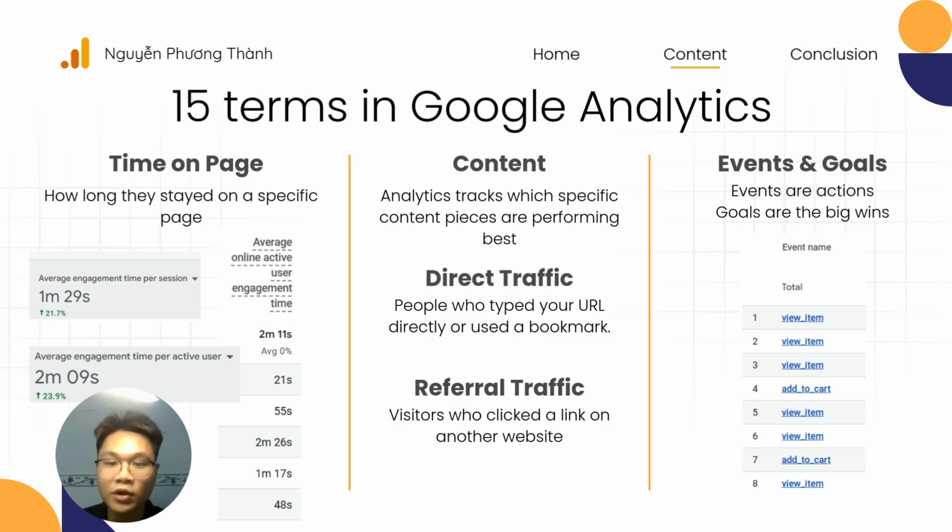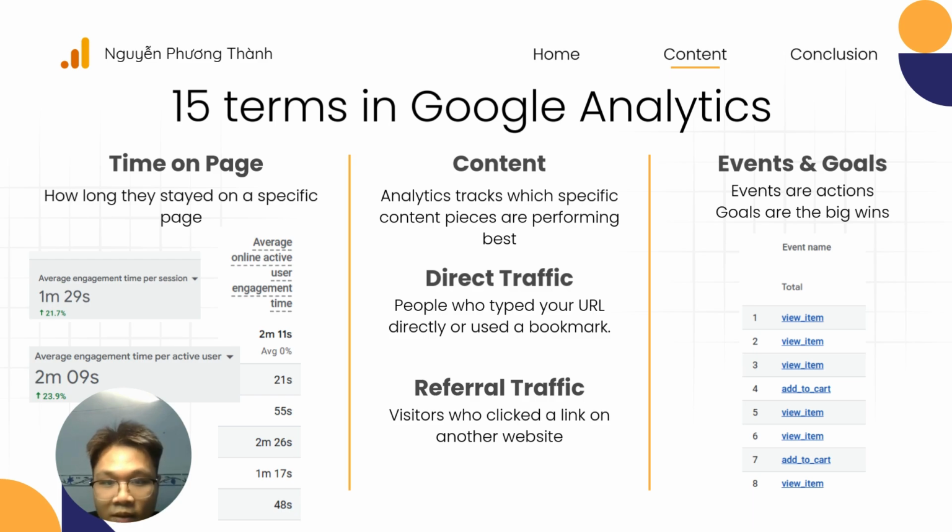Next is the time on page. How long they stayed on a specific page. It measures the time between them arriving and moving to the next page. Contents. This refers to your actual pages and assets. Analytics tracks which specific content pieces are performing the best.